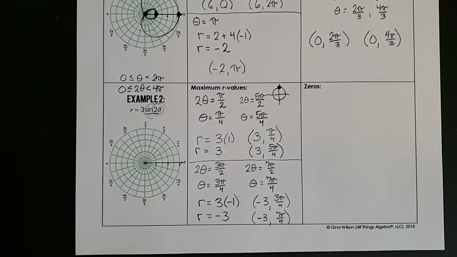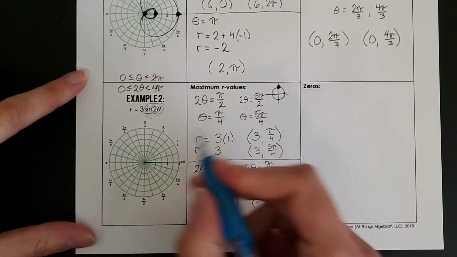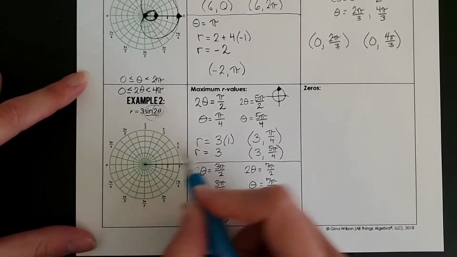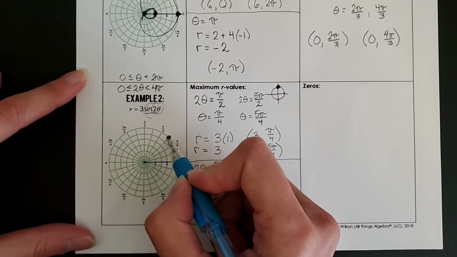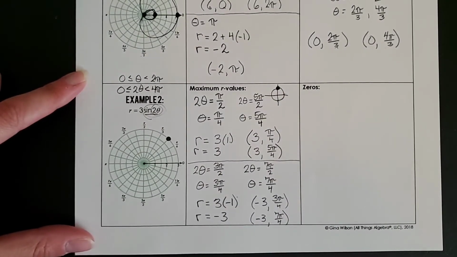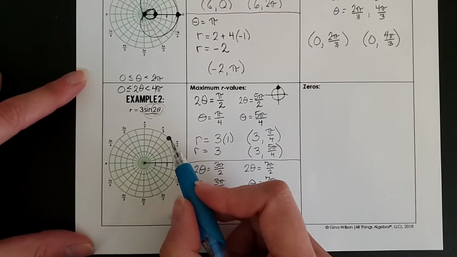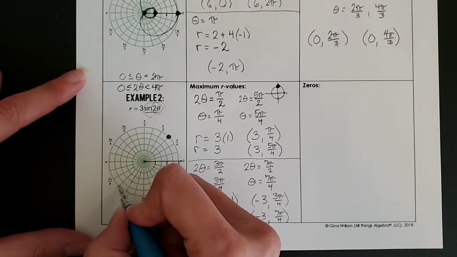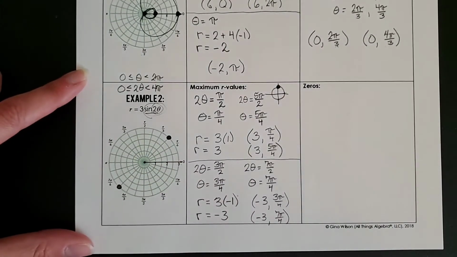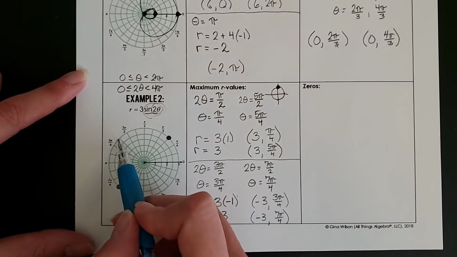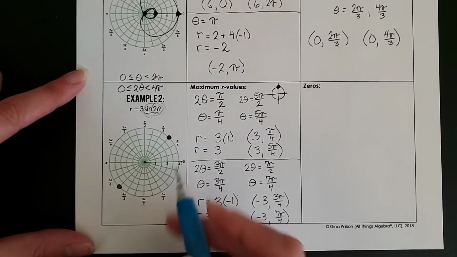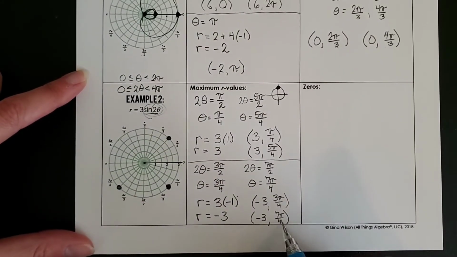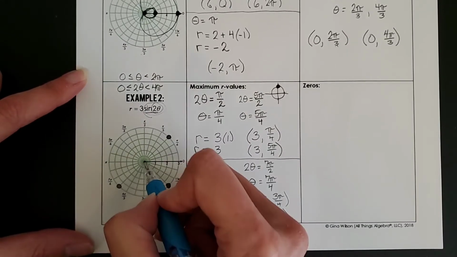All right, we can plot those. At pi over 4, we're at 3. Notice the scaling here, 1, 2, 3. So at pi over 4, we're at 3. At 5 pi over 4, 1 pi over 4, 2, 3, 4, 5 pi over 4, we're also at 3. At 3 pi over 4, we're at -3, so you have to go backwards. And at 7 pi over 4, here's 7 pi over 4, we're at -3, so you have to go backwards here.